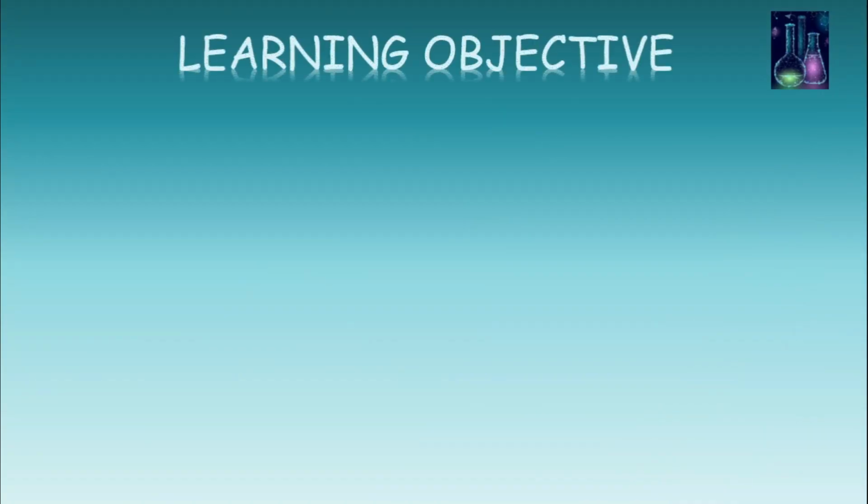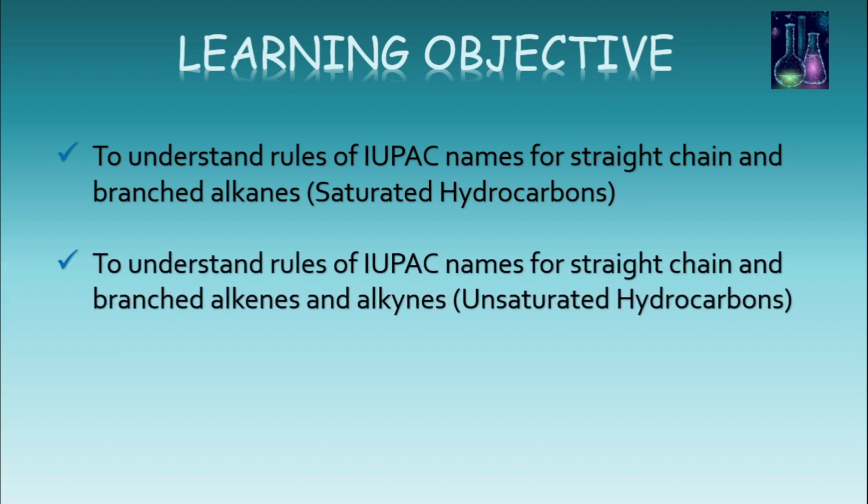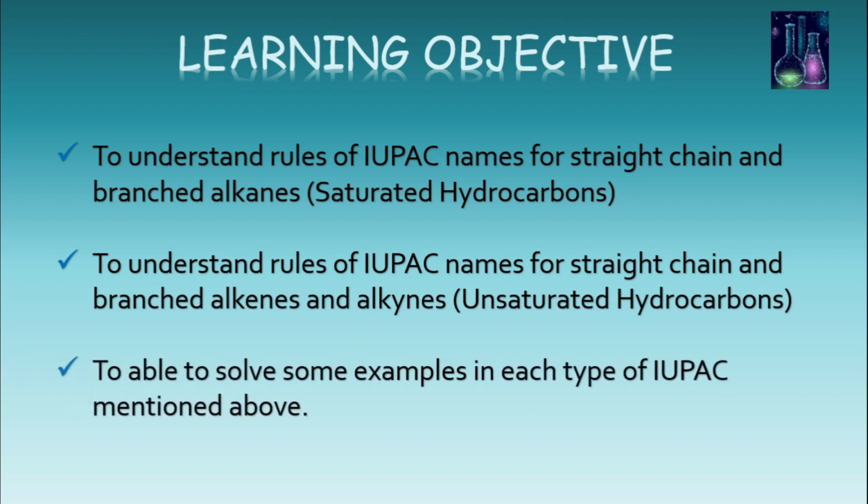So our learning objectives: to understand the rules of IUPAC names for straight chain and branched alkanes, that is saturated hydrocarbons; to understand the rules of IUPAC names for straight chain and branched alkenes and alkynes, that is unsaturated hydrocarbons. And we'll be able to solve some examples of each type of IUPAC name mentioned above. Let's begin.